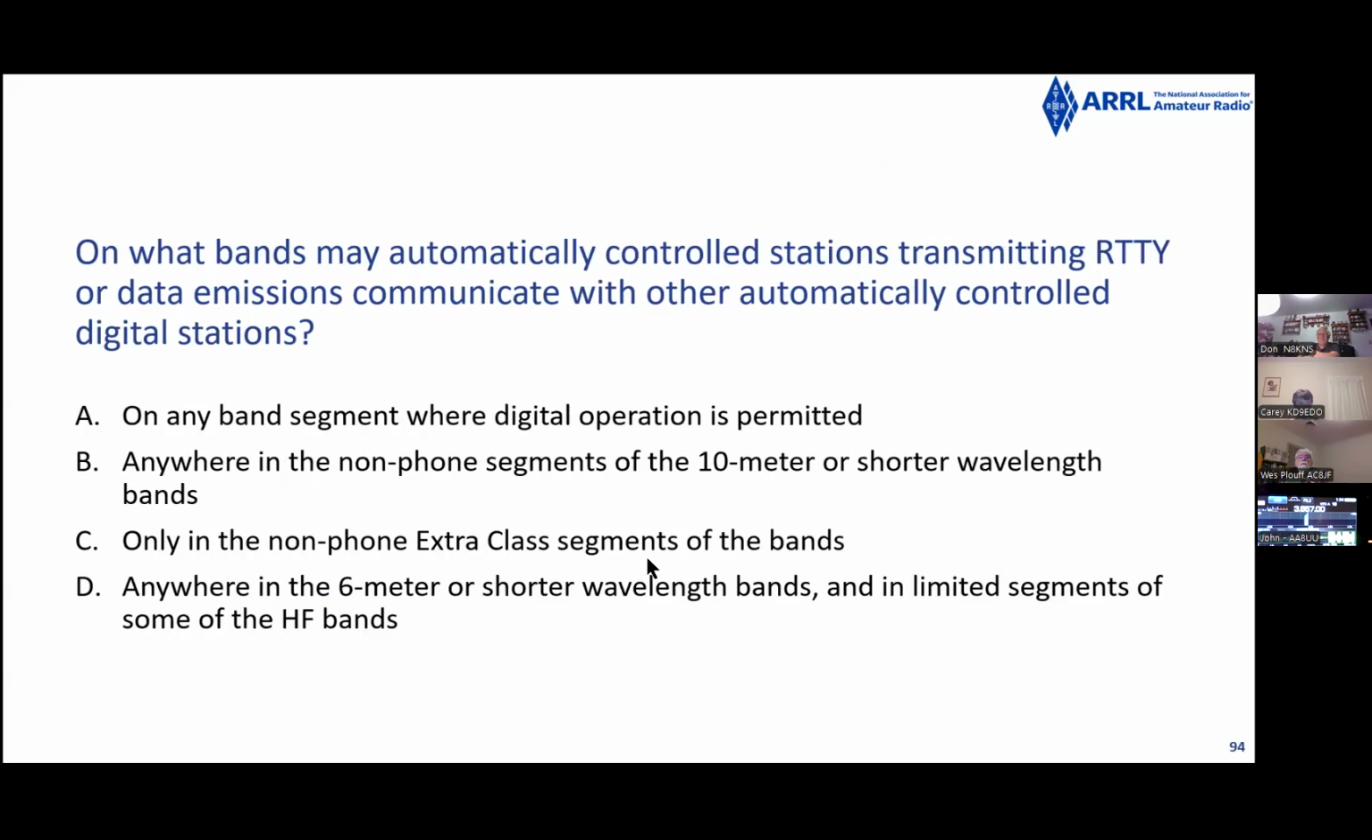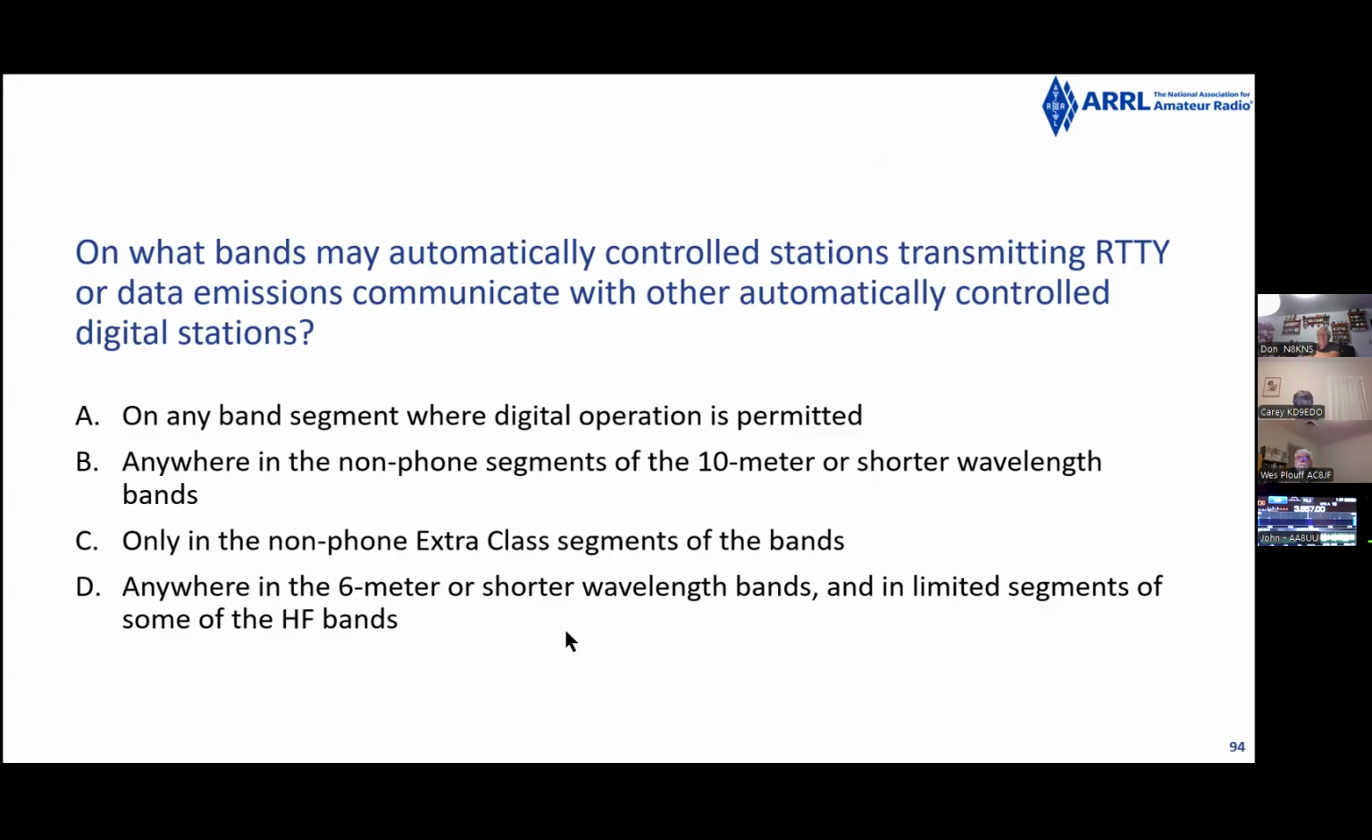On what bands may automatically controlled stations transmitting radio teletype or other data modes communicate with other automatically controlled digital stations? A, on any band segment where digital operation is permitted. B, anywhere in the non-phone segments of 10 meters or shorter wavelength bands. C, only in the non-phone extra class segments of the bands, or D, anywhere in the 6 meter or shorter wavelength bands and in limited segments of some of the HF bands.